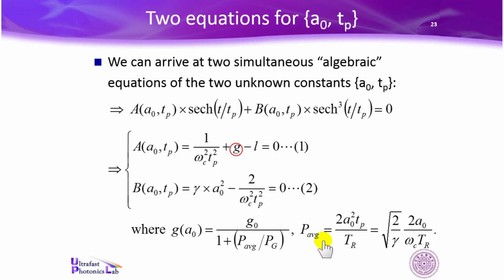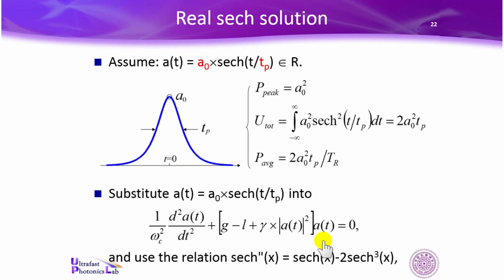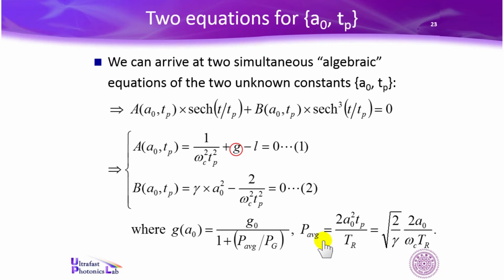You have to calculate it. And the average power, according to our previous slide here, is 2A0 squared TP over TR. So it's a matter of the unknown A0 and unknown TP, their product. Okay? So actually, G is a function of the unknown A0. So you cannot treat it as a given constant. It is also a function of the unknown A0, so it has to be taken into consideration.